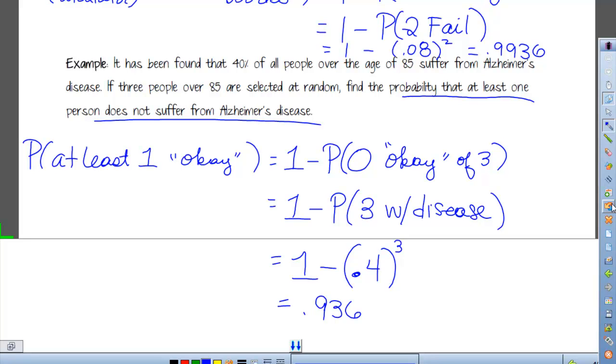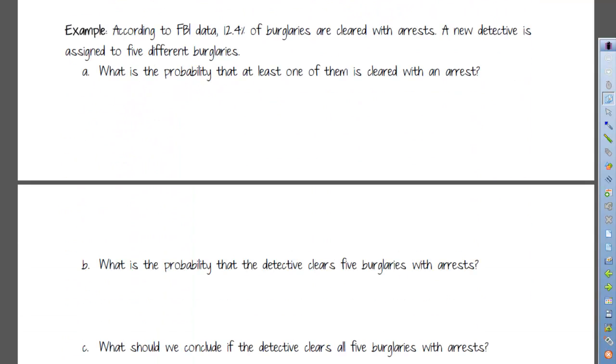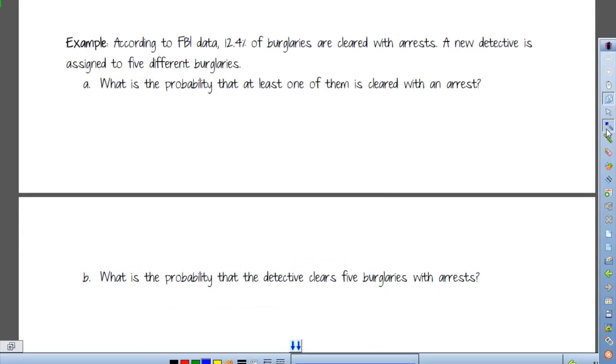Okay. Questions. Excellent. Alrighty. Just maybe a couple more. According to the FBI data, 12.4% of burglaries are cleared with arrests. A new detective is assigned to 5 different burglaries. What is the probability that at least one of them is cleared with an arrest? Okay, so we're interested in the probability of at least one cleared.